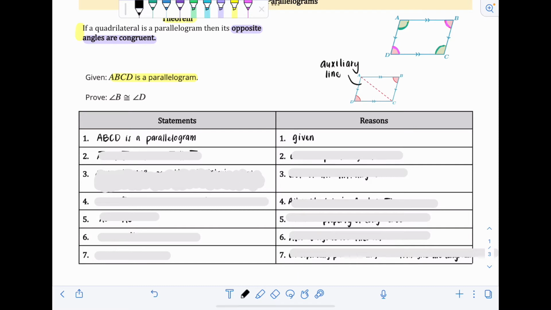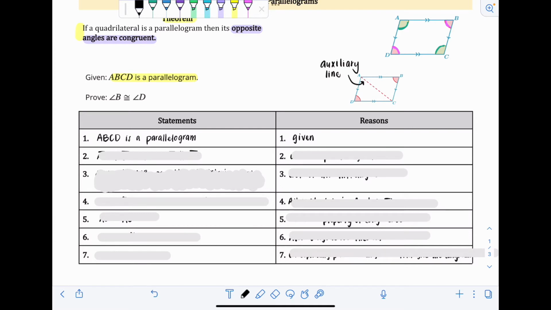The purpose of that line is to help us create an object within an object. You can see that the diagonal line cuts the parallelogram into two triangles. If we can prove that those two triangles are congruent, then we can say that all of their corresponding parts are congruent, and angle B and angle D are corresponding angles from the two different triangles.